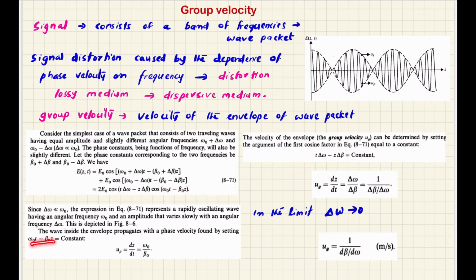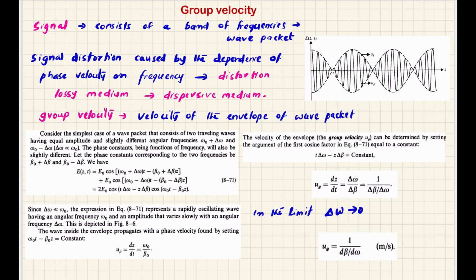So you take omega 0 t minus beta 0 z equal to constant, and from which you find out dz by dt, the phase velocity, that is omega 0 by beta 0. So we know the expression for the phase velocity. And how do you calculate the velocity of the envelope?